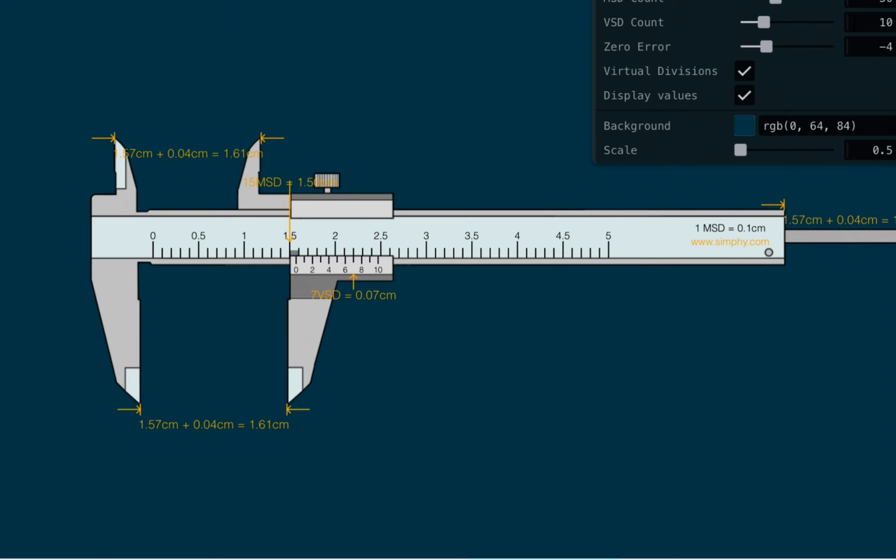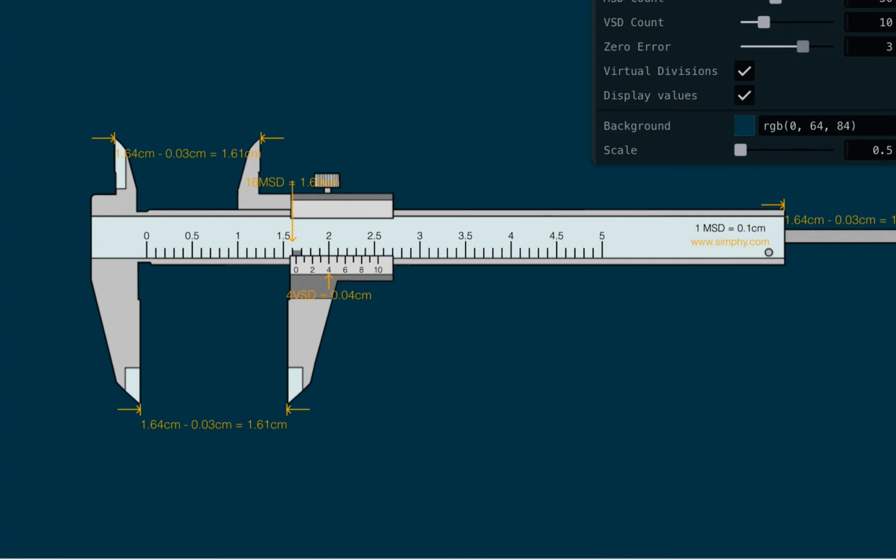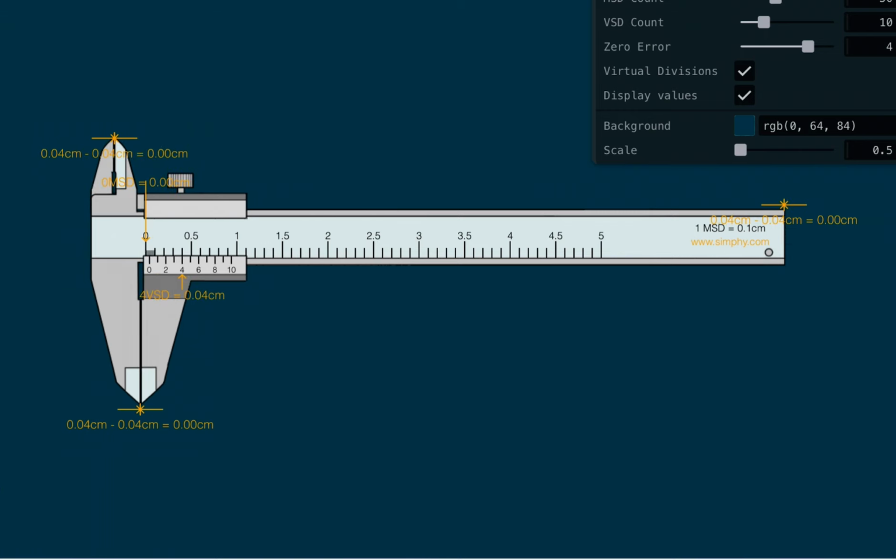Suppose each division gives a reading of 0.01 centimeter; we have to take 0.04. Kindly keep in your mind. Suppose I take a plus error, say plus 4. Now you see, whenever the two jaws are in contact with each other and the fourth division coincides, how do you know that it is a positive error?